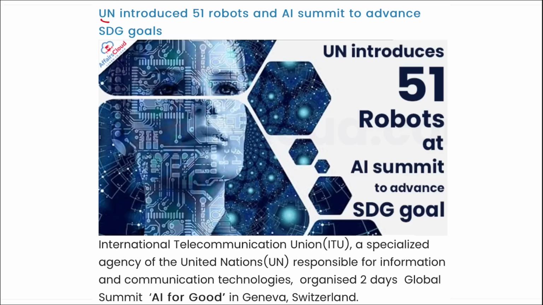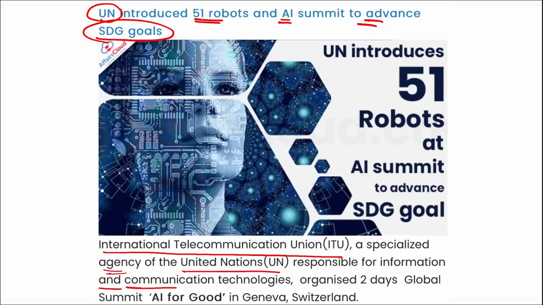Next, the United Nations introduced 51 robots at an AI summit to advance sustainable development goals. I repeat, ITU, that is International Telecommunication Union, a specialized agency of the United Nations responsible for information and communication technology, organized a 2 days global summit, that is AI for Good, in Geneva, Switzerland. Remember, this global summit was AI for Good. It was held in Geneva, Switzerland, and it was organized by the International Telecommunication Union, that is ITU.